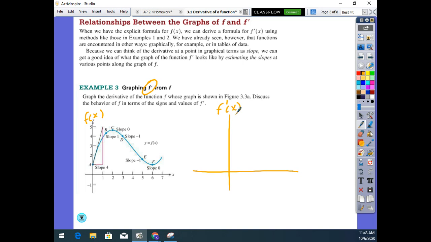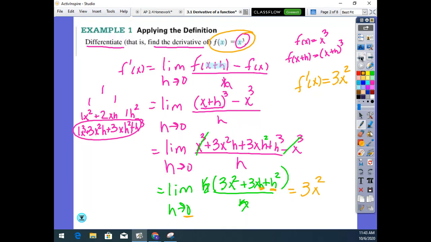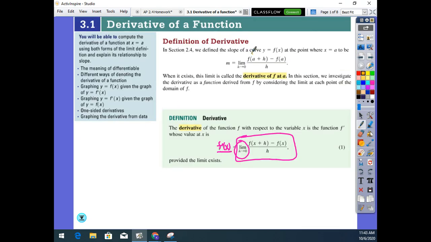Now, think about what we've talked about in the past. When we're doing this equation, it's the slope of the tangent line. And what this is saying, the slope is the derivative. The derivative is the slope of each tangent line along the curve.